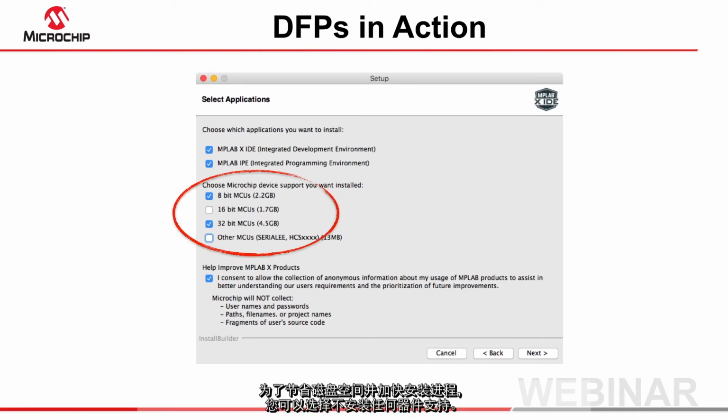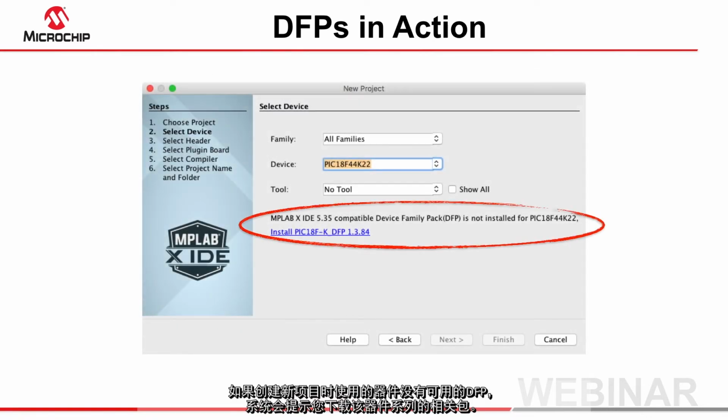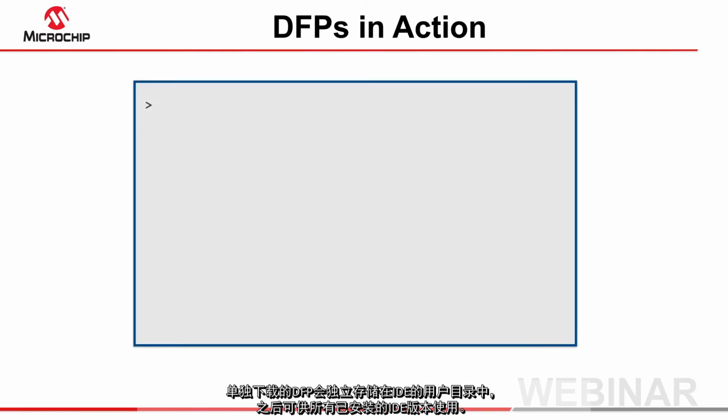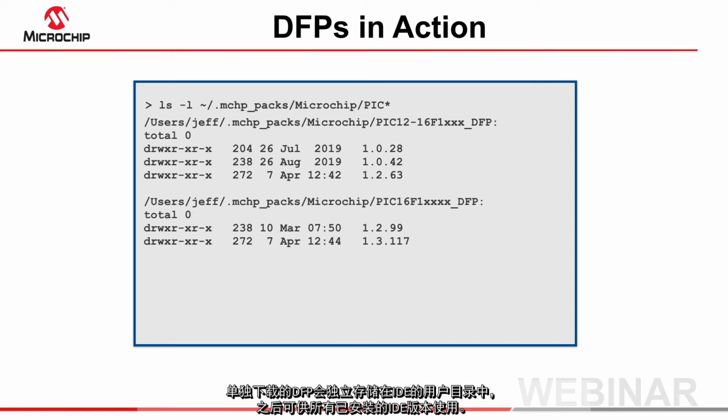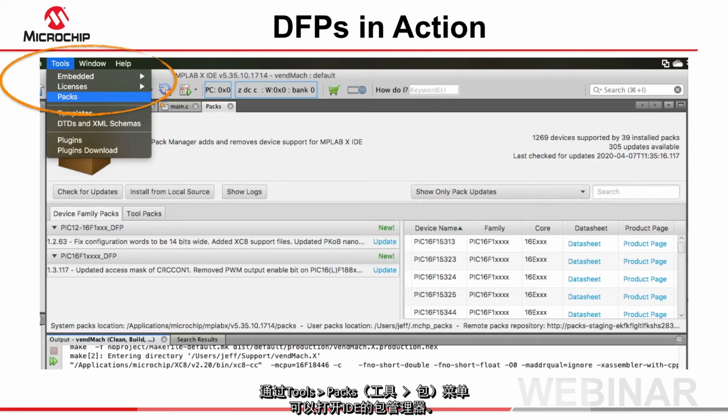During the IDE's installation, only those DFPs relating to device families you require need to be installed. To save disk space and speed the installation process, you might install no device support at all. When you create a new project for a device with no available DFP, you will be prompted to download the relevant pack for just that device family. DFPs that are individually downloaded are stored separately to the IDE in your user directory, where they can be used by all IDE installations.